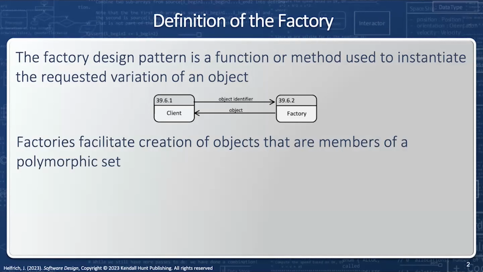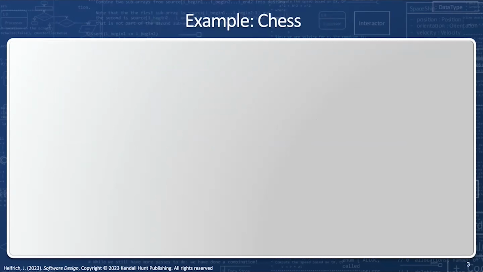Factories facilitate the creation of objects that are members of a polymorphic set. In other words, any type of object that a factory returns must have the same common base class. So let's take a look at how this works with chess.